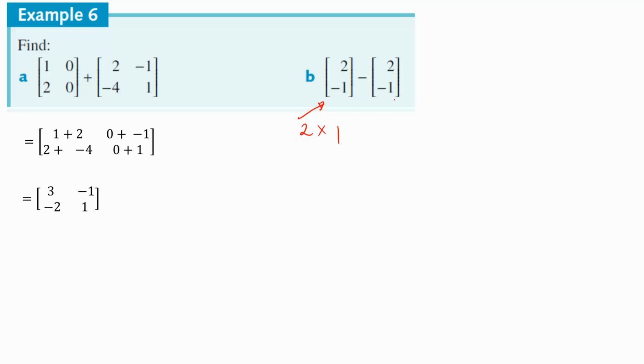Next one, Simone. What about this one? What kind of matrix do I have? It's a 2 by 1. 2 rows by 1 column. So now they're the same size matrix. Now you can add or subtract. It's up to you. So in this case here, we're subtracting.